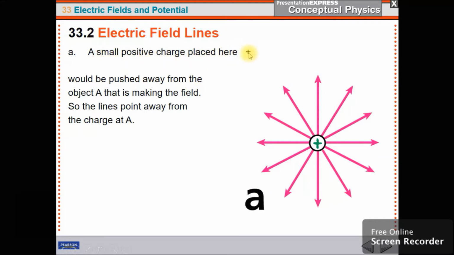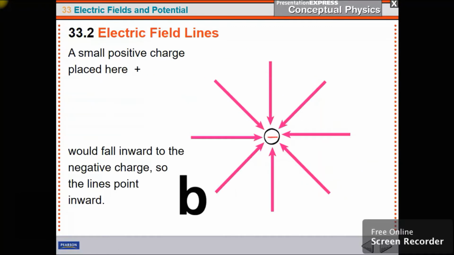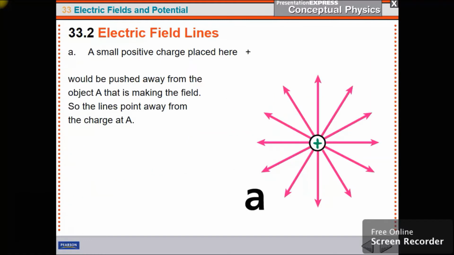Now what's going to happen to this positive charge? Well, this positive charge is going to push this away. So that's going to move outward, away from object A. So that's why the field lines point outward on a positive. Now, could I have gone inward on a positive and outward on a negative? Yeah, we could do that. But this is the way we chose it. So once we chose it, we're sticking with that all the way for the last 200 years.